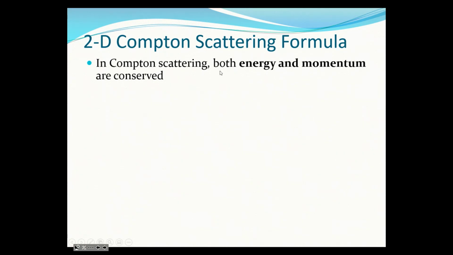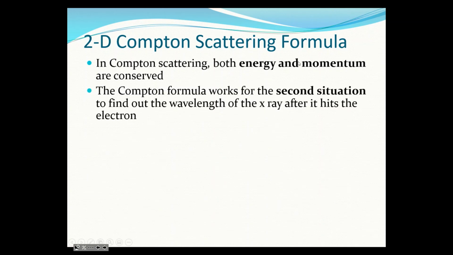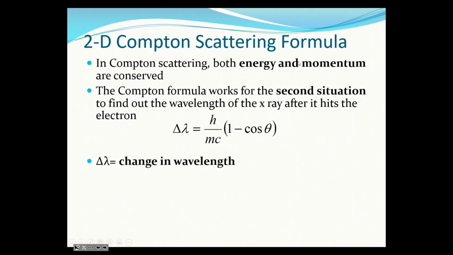So Compton made a formula for us, and he combined together physics principle 4 and physics principle 5, and he made this nice fancy formula for when that second situation happens, when that X-ray hits an electron. So this is a formula that he made for us. Change in wavelength equals h over mc times (1 minus cos theta). So it's a weird formula.